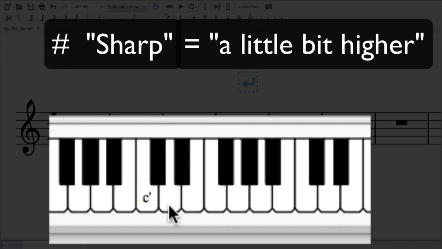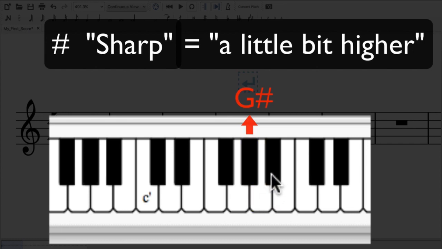Okay? It is D a little bit higher, so we would call it D sharp. What about this one? What is this note? This is C, D, E, F. So this is an F, so this note is going to be F sharp. This note is going to be G sharp because that's G and it's a little bit higher.